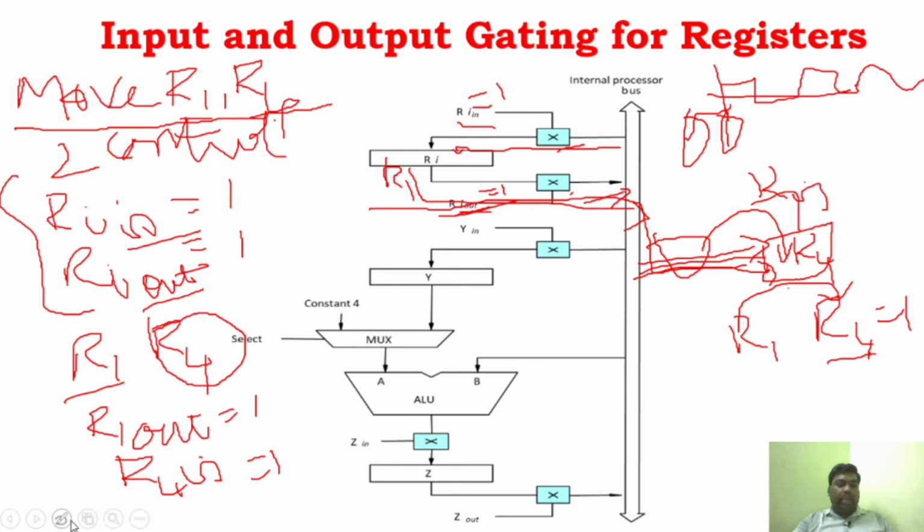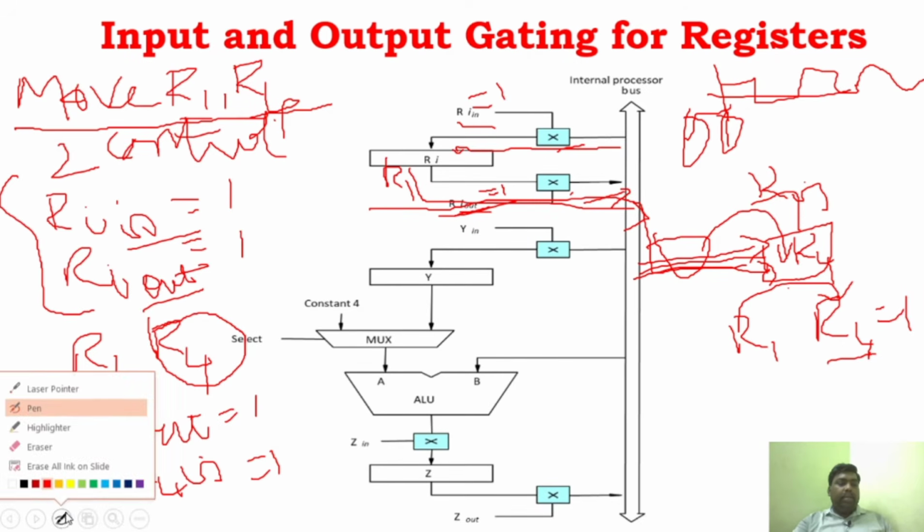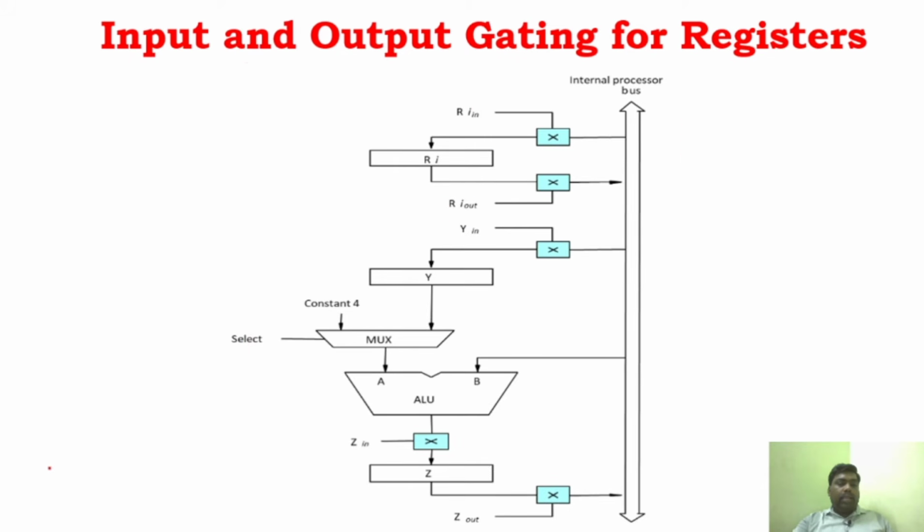I'll explain it in a neat manner. You can see here, this is the ALU operation, correct? This is the ALU connection. As I said, it has two inputs. One is directly obtained from the bus, that is, B will be directly obtained from the bus, and the other input you have to obtain from the multiplexer. The multiplexer will select either Y or 4, and that is given as an input to A, right?